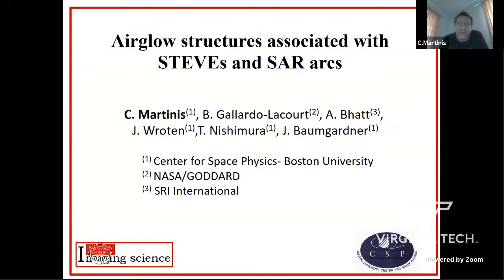Just a quick definition: SAR-arcs are a subauroral feature that we observe using optical instruments, typically monochromatic, only in the 6300 angstrom lines. They share several of the characteristics of Steve's. So if you make a table of similar and different characteristics, you can see that almost 50% of things are similar and another 50% are not similar.